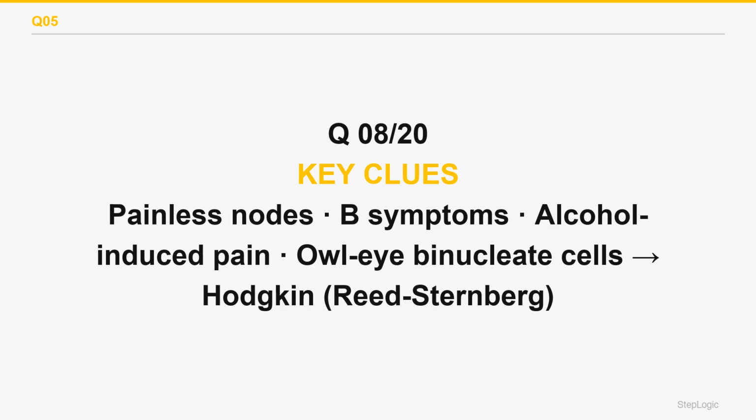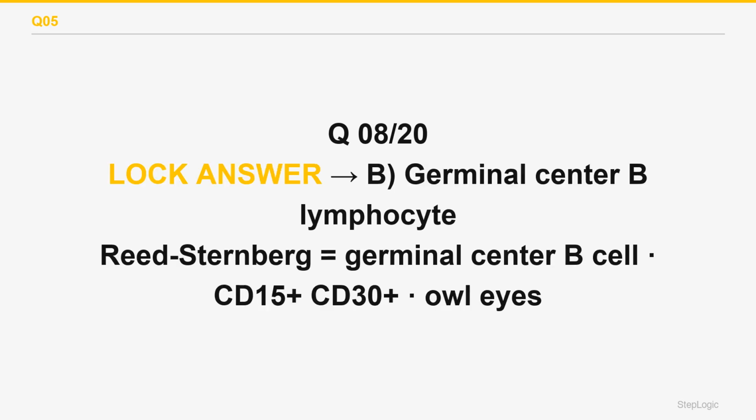Reed-Sternberg cells are derived from germinal center B lymphocytes that have lost their typical B cell surface markers. They are positive for CD15 and CD30. Importantly, the Reed-Sternberg cells are the minority of the tumor mass. Most of the node is a reactive infiltrate of lymphocytes, eosinophils, and plasma cells recruited by cytokines the RS cells secrete. Hodgkin lymphoma spreads in a contiguous, orderly fashion from one nodal group to the next, has a bimodal distribution, and is associated with EBV.